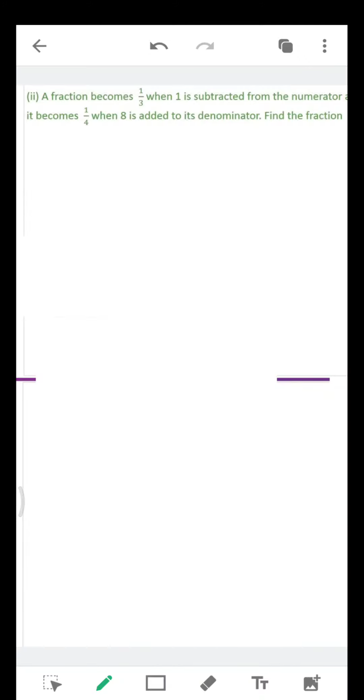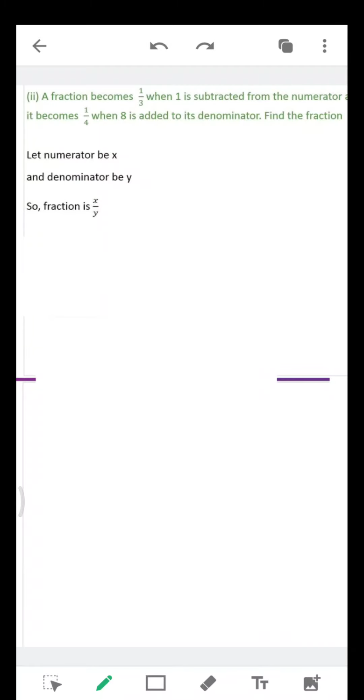Fraction becomes 1 by 3 when 1 is subtracted from the numerator, and it becomes 1 by 4 when 8 is added to its denominator. So there are two conditions given. When 1 is subtracted, it becomes 1 by 3, and when 8 is added to the denominator, it becomes 1 by 4. Amazing, isn't it? So let's begin the solution.